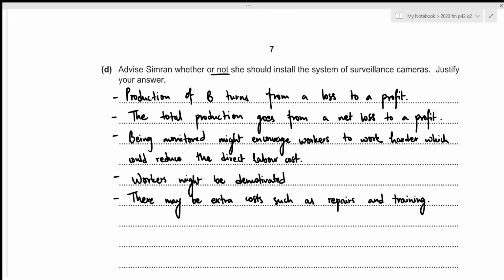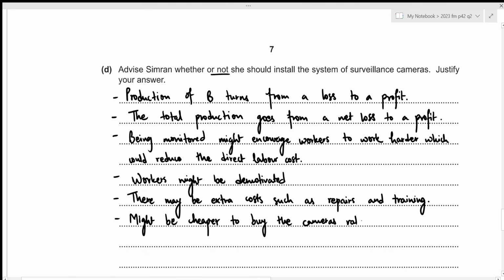And we're also told that Simran will be renting the camera for a period of 3 years. So it might be cheaper in the long run to buy the cameras rather than renting them. We can write it down. Might be cheaper to buy the cameras rather than renting them in the long run.